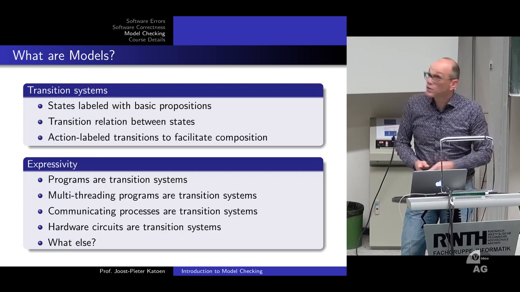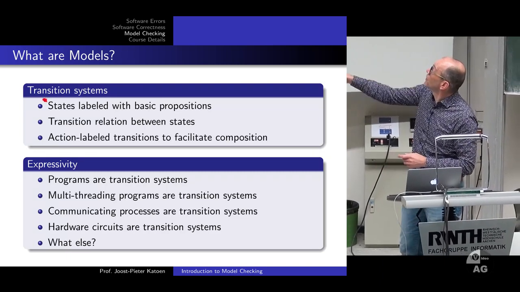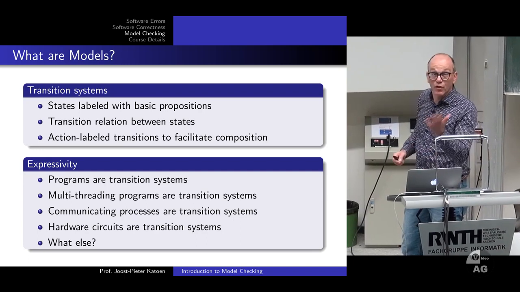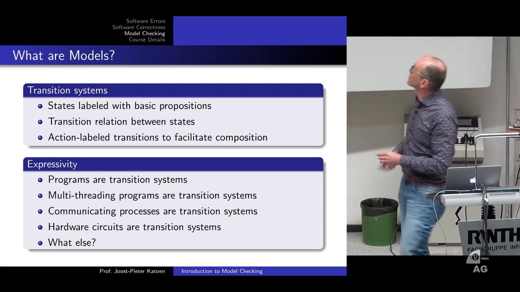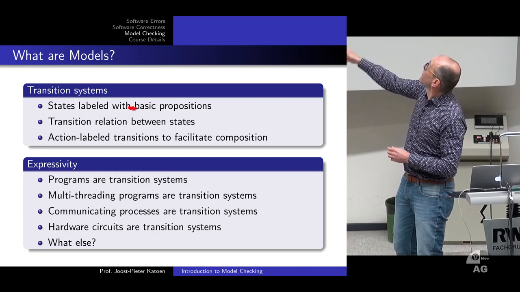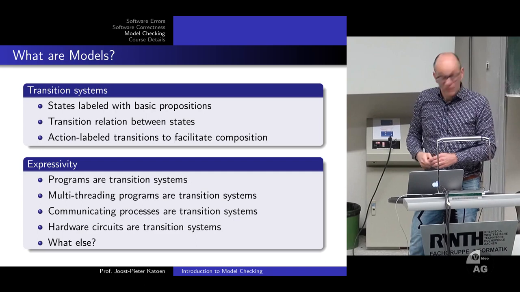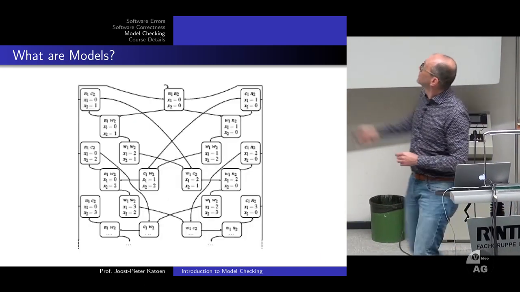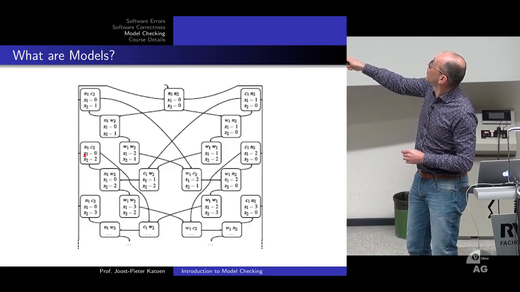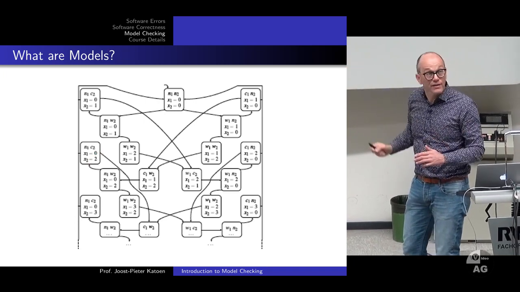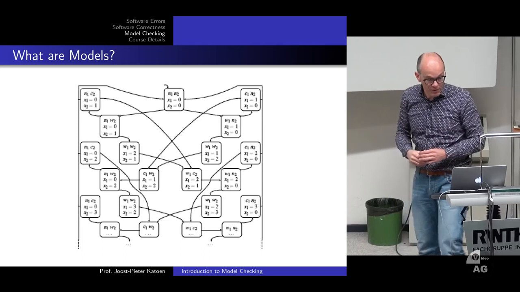What are we going to learn? We're going to learn in this lecture series that these models are called transition systems. What are transition systems in a nutshell? We get to the formal definitions, of course, in the next lecture. We have states. States are labeled with some basic propositions, properties. Maybe in this state, we would like to say that x1 is at least 0 or x2 is less than 10. These are elementary basic properties.